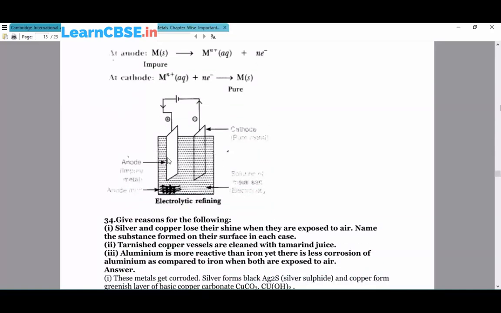This is the impure metal, which acts as the anode, and this is the pure metal, which acts as the cathode. The negative terminal that we have connected, we call the cathode. The positive terminal that we have connected, we call the anode.